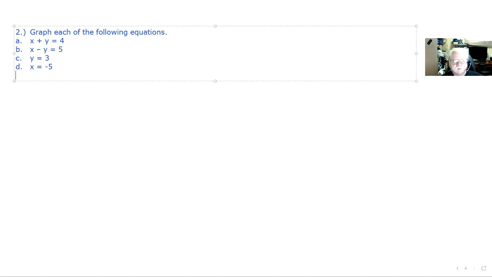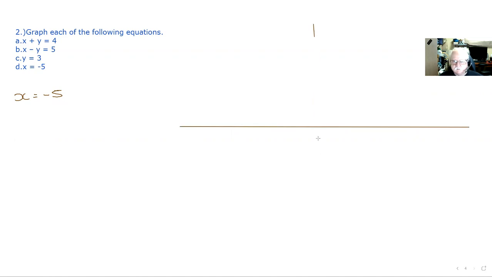So we've been given the equation x equals -5. We can graph it. Not much else we can do. So x, y, x equals -5. So 1, 2, 3, 4, 5, -5. And it doesn't matter what the y value is.